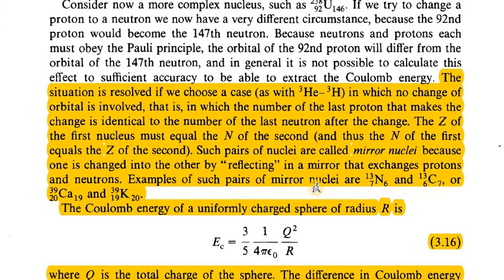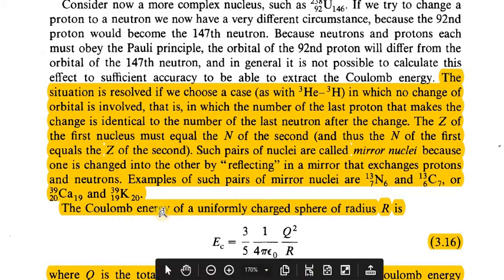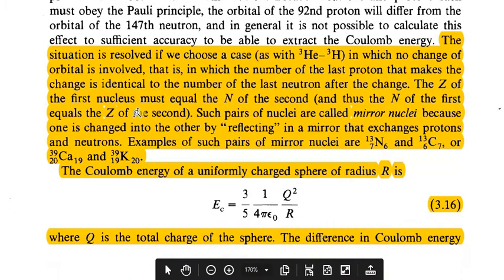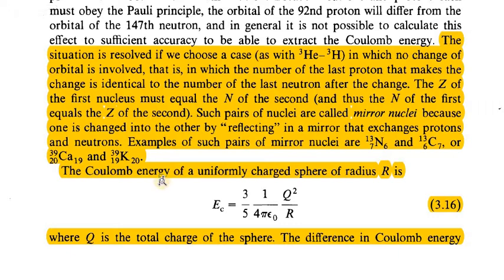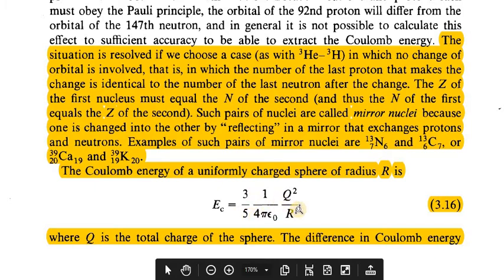Examples of such pairs of mirror nuclei are 13,7N6 and 13,6C7, or 39,20Ca19 and 39,19K20. The Coulomb energy of a uniformly charged sphere of radius r is Ec equal to 3 by 5 times 1 by 4 pi epsilon 0 times q square by r, where q is the total charge of the sphere.